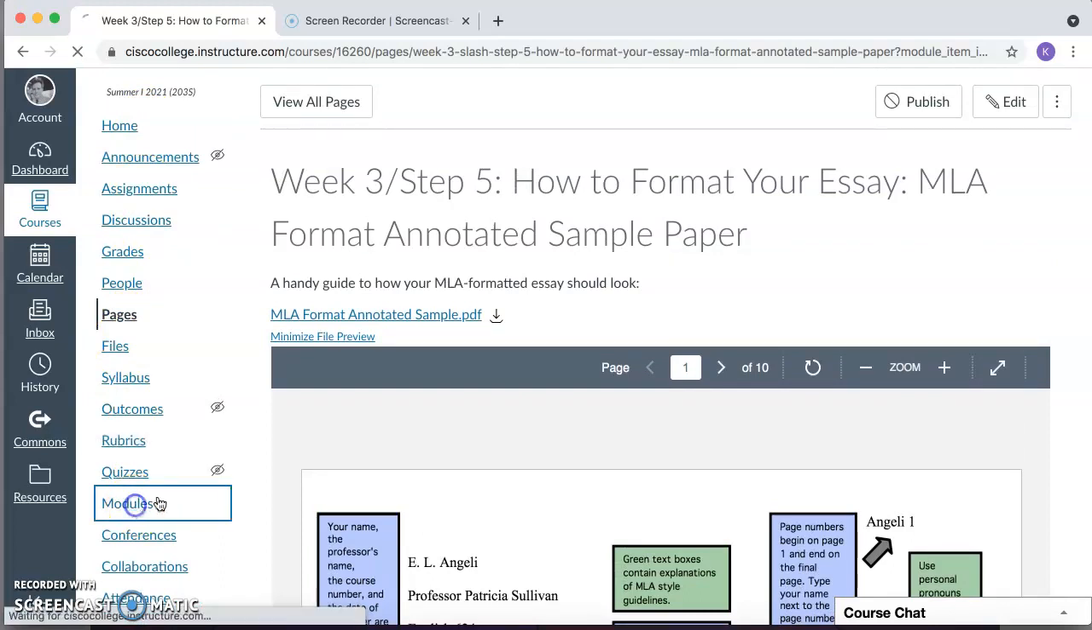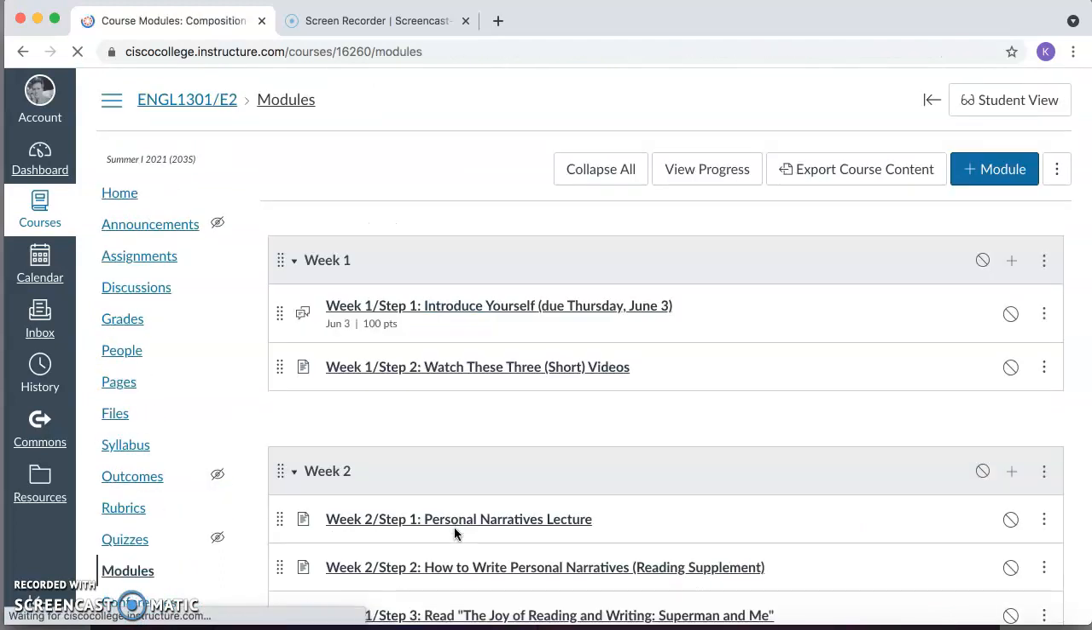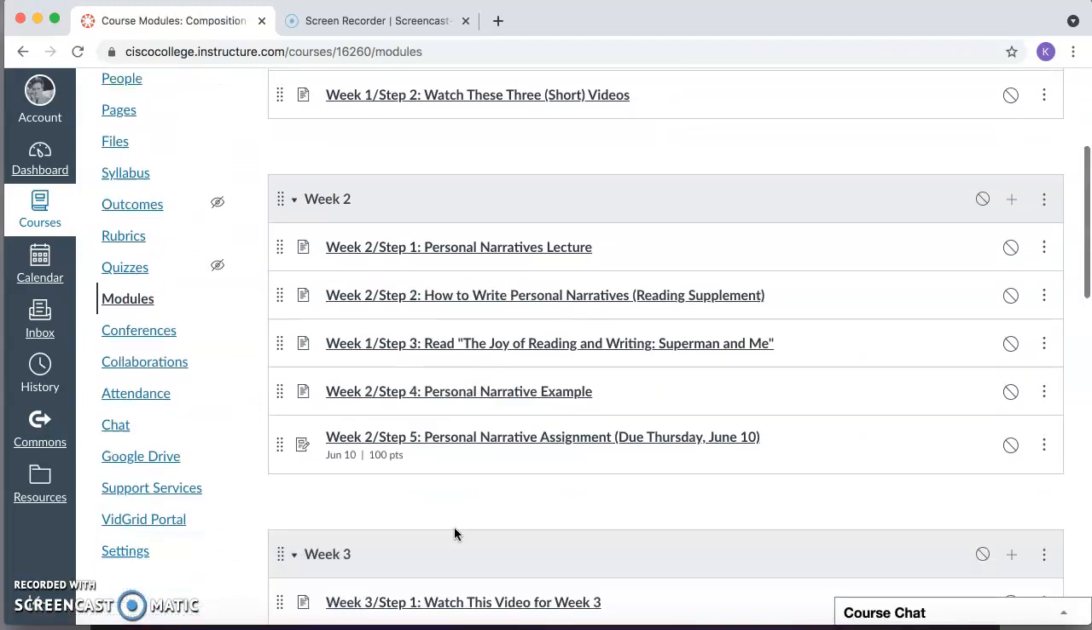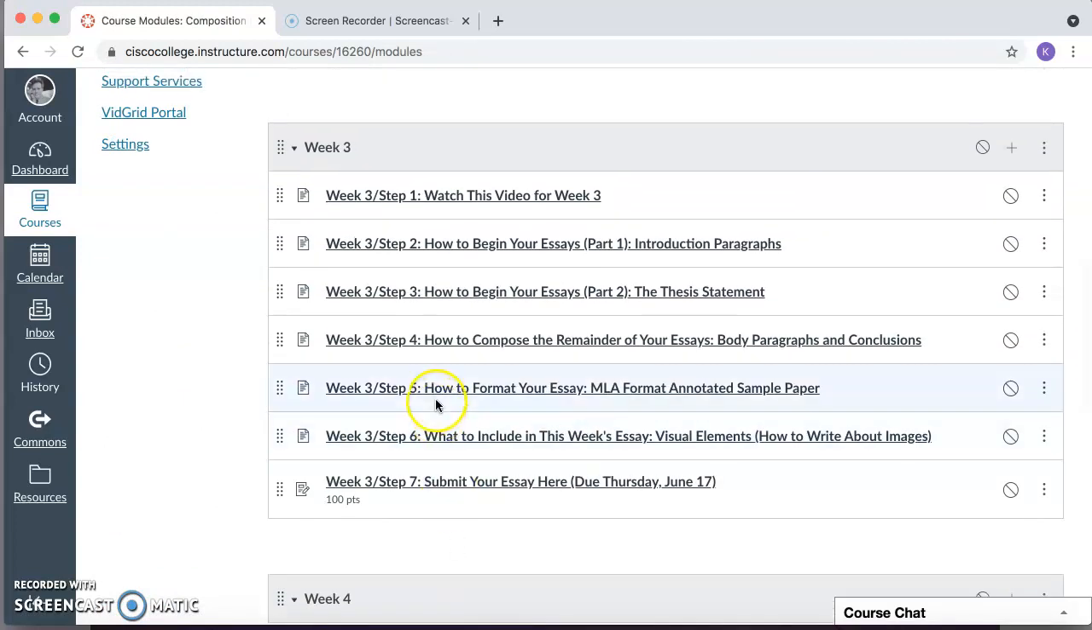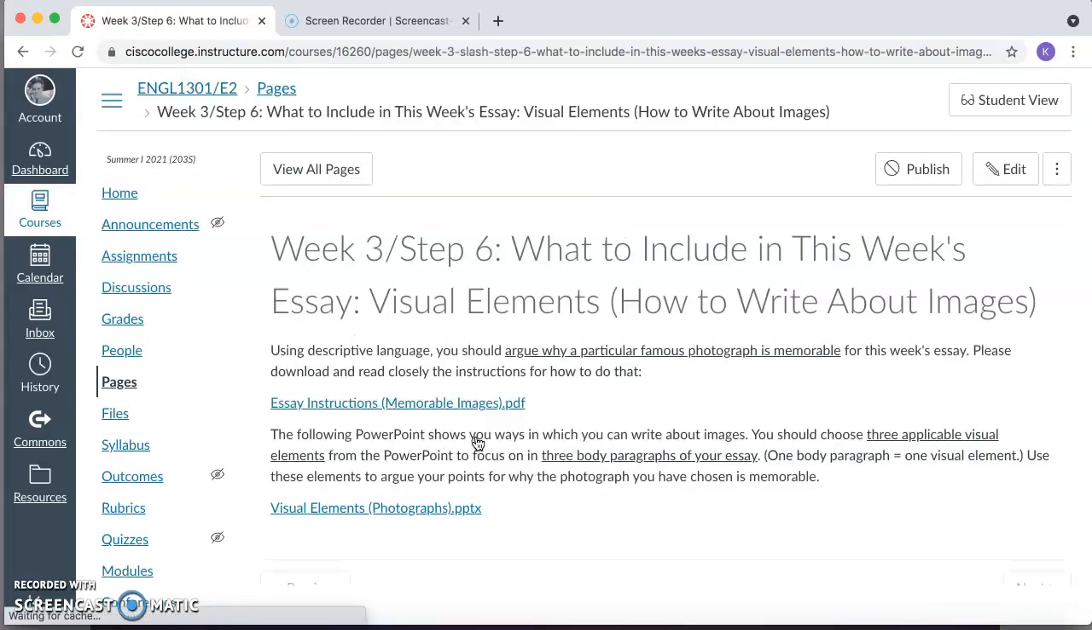Going back to this week's module. Step 6 is what to include. It's what to write about in this essay that you're going to write about. You know how to write an essay. We've gone over introductions and body paragraphs and conclusions.